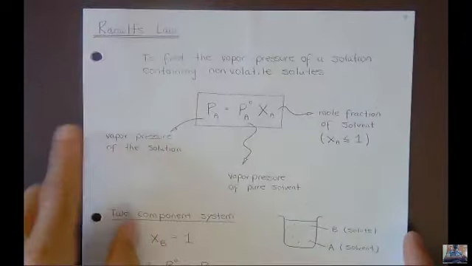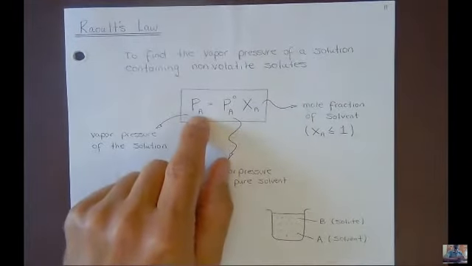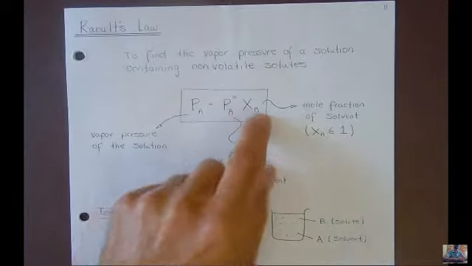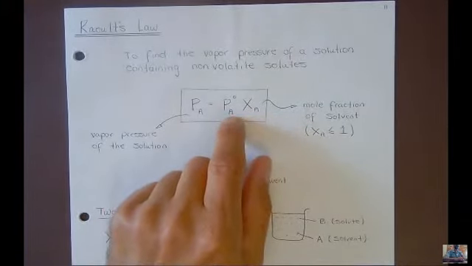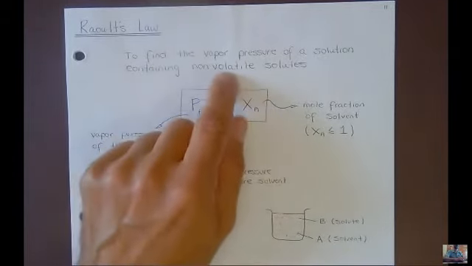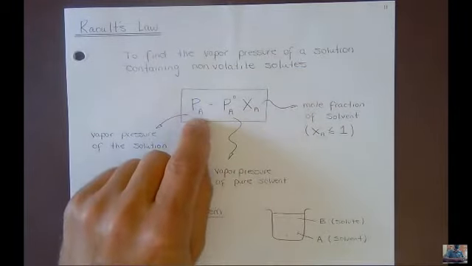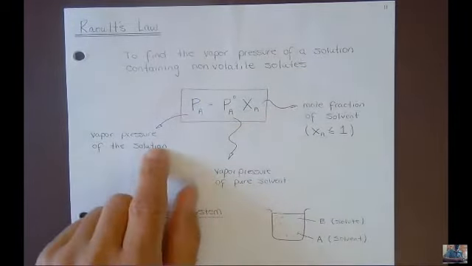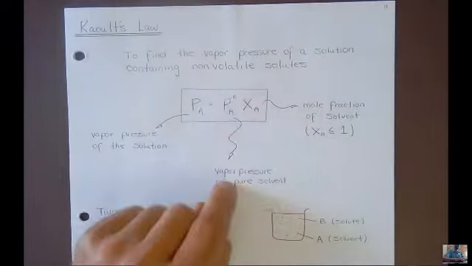Okay, let's talk about Raoult's law. Raoult's law is the formula that you're going to use to calculate the new vapor pressure of the solution if you know how much of the non-volatile solute has been added to the solution. So it's very simple. To find the vapor pressure of a solution containing non-volatile solutes, the vapor pressure of the solution is equal to the vapor pressure of the pure solvent.